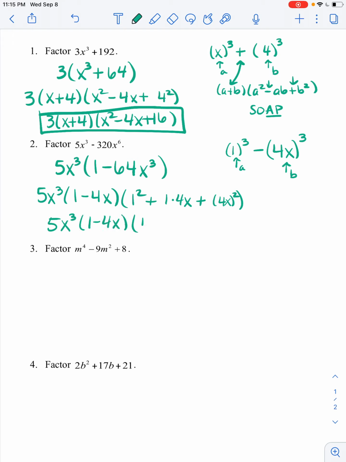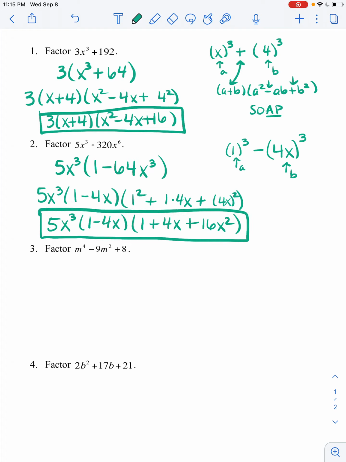to clean up my trinomial. So 1 squared is just 1 plus, I'm just going to write this as 4x. You don't need the 1 times 4x. If you kept that, it would be fine. And then 4x squared would be 16x squared. Don't forget to square the 4 and the x. You do not have to rewrite this trinomial in standard form. That is completely correct to leave it this way. But if you did rewrite it in standard form and put the 16x squared first and the 1 last in the trinomial, that would be completely fine as well. Okay, so those were our 2 cubic factoring questions.